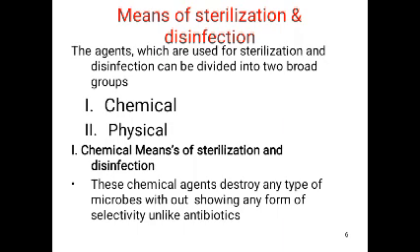Means of sterilization and disinfection. The agents which are used for sterilization and disinfection can be divided into two broad groups: 1. Chemical. 2. Physical. 1. Chemical means of sterilization and disinfection. These chemical agents destroy any type of microbes without showing any form of selectivity, unlike antibiotics.